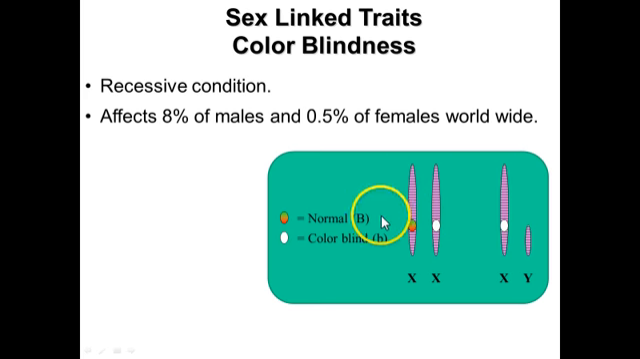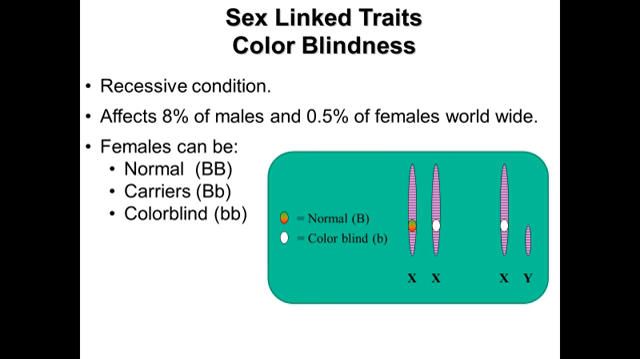So here is a female that would be a carrier because she's heterozygous for the condition. And here's a male who would be colorblind because he only has the colorblind gene on the X chromosome. He doesn't have anything on the Y. So he only has one gene which affects that particular part of his vision. So he inherits that particular disease. So females can either be normal, which would be big B, big B. They can be carriers, which would be big B, little b. Or they can be colorblind, which is the homozygous recessive condition.